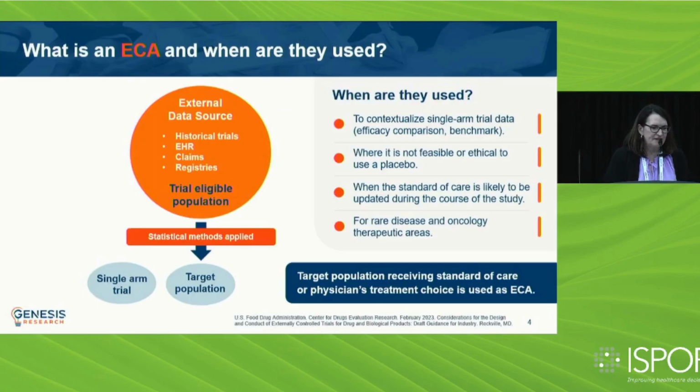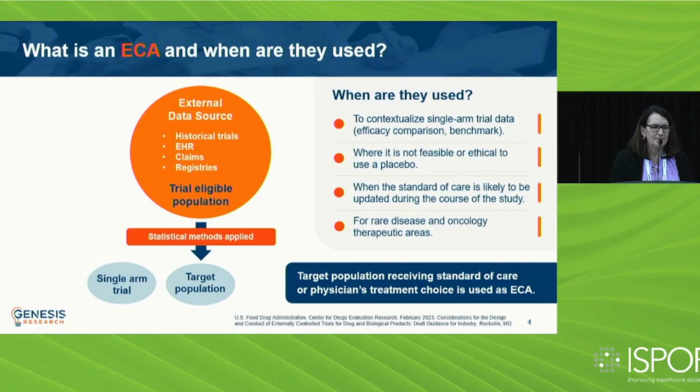So first, I'd like to address some definitions and talk about what we mean by an external control arm study. In an external control arm study, we are comparing clinical outcomes experienced by a single-arm clinical trial, for a treatment of interest administered according to a clinical trial protocol, to those outcomes experienced by a similar population external to that single-arm clinical trial.